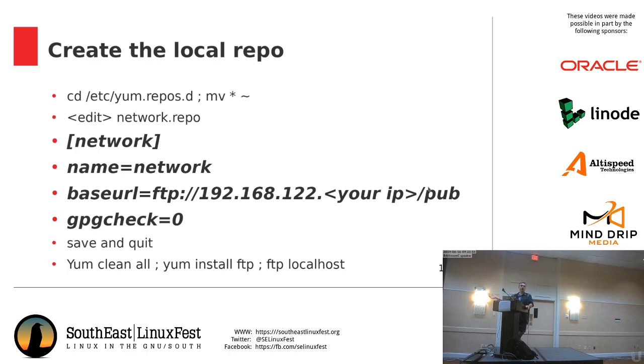And then we're going to test it by doing a yum clean all to take any cached information you had from the old servers, throw that out. And then we're going to yum install something. I usually do ftp or I do screen or something like that. Doesn't matter. And you don't have to do the last step, ftp localhost. If the install works, our FTP server is working because we use it this way.